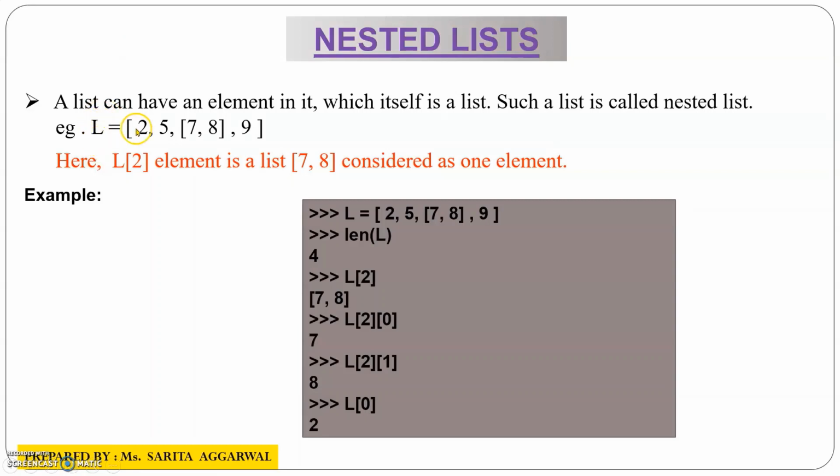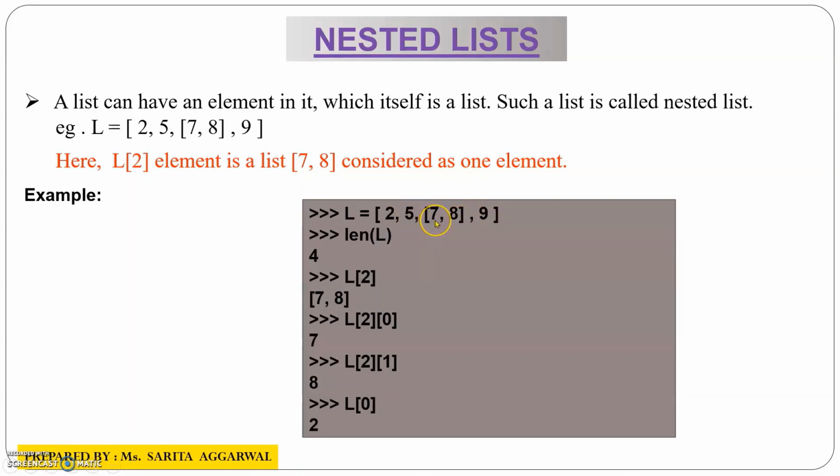L is a list, and 2, 5, 7, 8 and 9. 7, 8 क्या है? 7 at the index 2. 7, 8 is an element and it is of type list. ये किस टाइप का एलिमेंट है? लिस्ट टाइप का, and it is considered as one element. Here length of L is 4: 2, 5, 1, 2, 3 and 4. It is considered as one element.